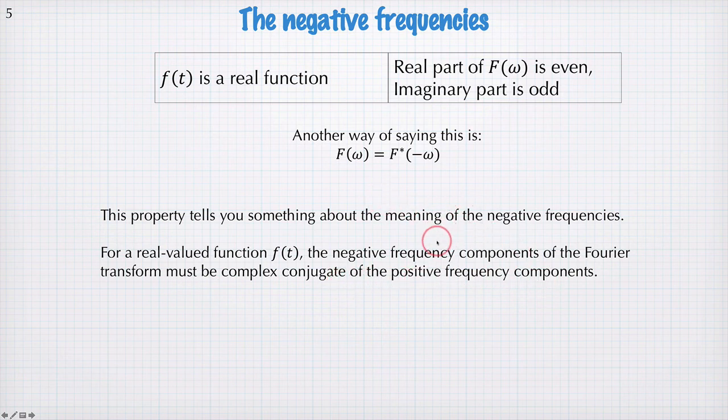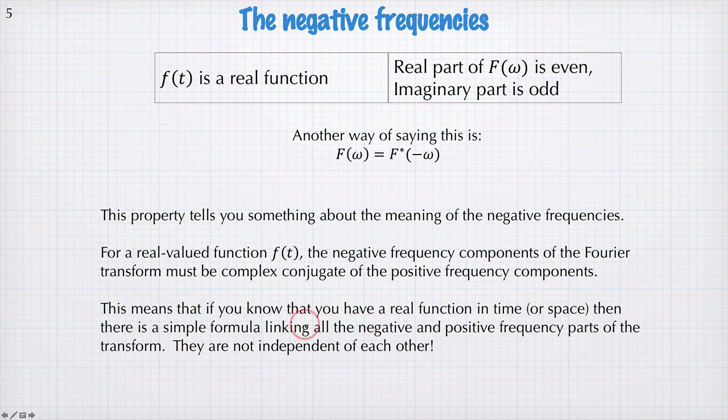So if you're comparing components at mirror image frequencies, that is plus and minus omega, then this Fourier component here is the complex conjugate of its mirror image in the negative frequency part. And what this means is that if you have a real valued function in time or space, then there's a simple formula linking all the negative and positive frequency parts of the transform. They're not independent of each other. If you have the positive frequency components of the Fourier transform, the negative frequency components are just the complex conjugate.